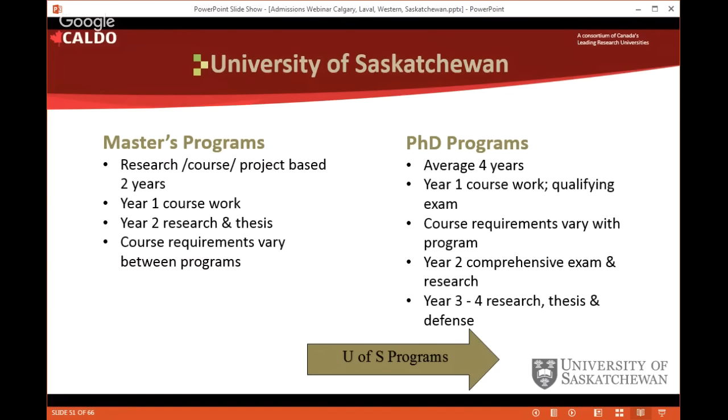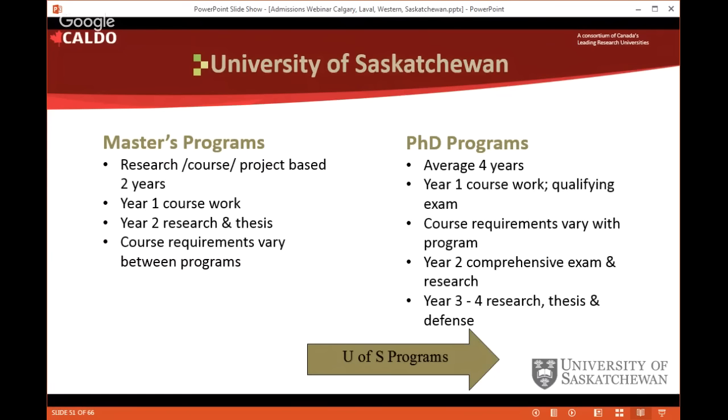For the PhD programs, the average of a PhD program is 4 years, but it might take you a little bit more. In your first year, you'll do coursework, and you will prepare for a qualifying exam that you will take at the end of that year. After that, you will be considered a PhD student.